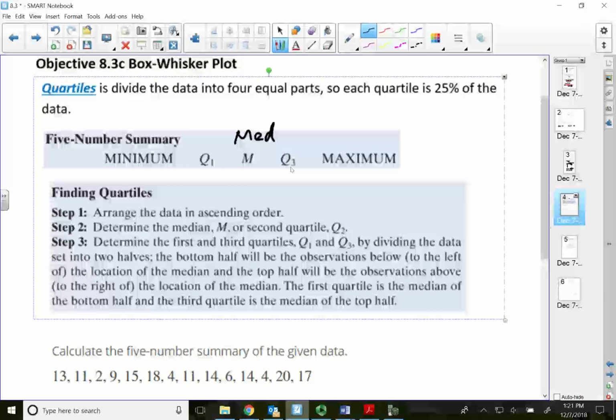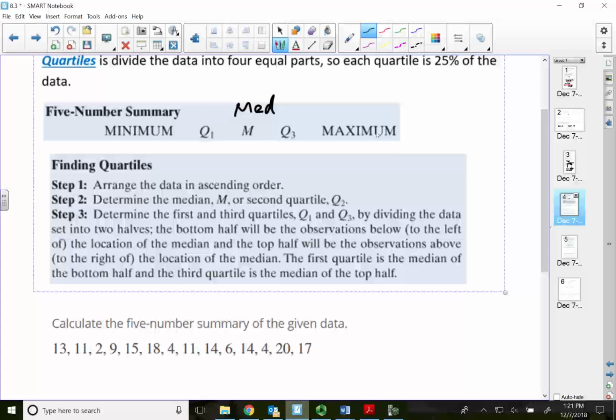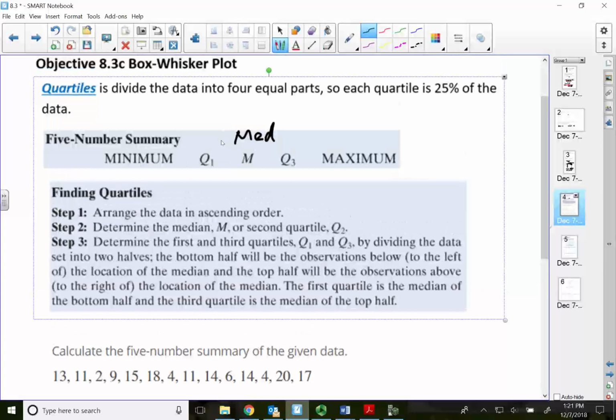Q3 is your third quartile. Minimum is the smallest number in your data values. Maximum is the largest number in your data values. And these 5 numbers are what we call the 5-number summary.